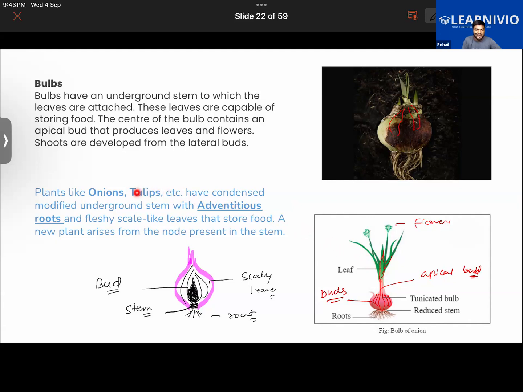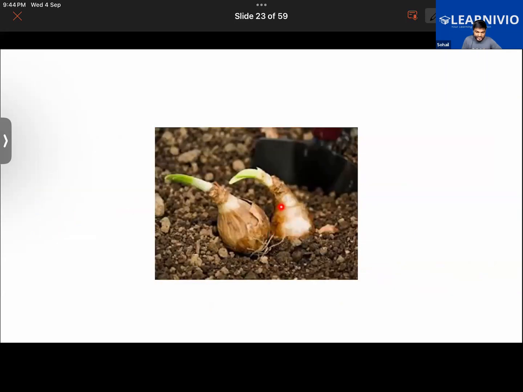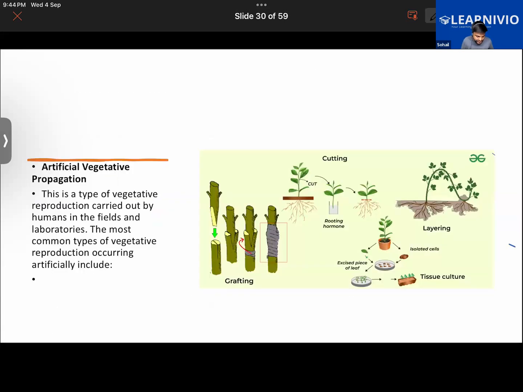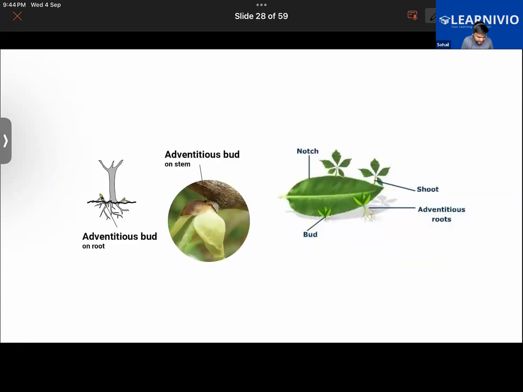There are many plants like onions and tulips. They have this condensed underground stem. Like this structure, it's an underground stem, which is called a bulb. Got this now? So onions are basically underground stems. And if you were to plant this onion, then new onions will start to grow out of it. That is the case of the onion. So that was all about the natural ways of vegetative propagation which we had learned so far.